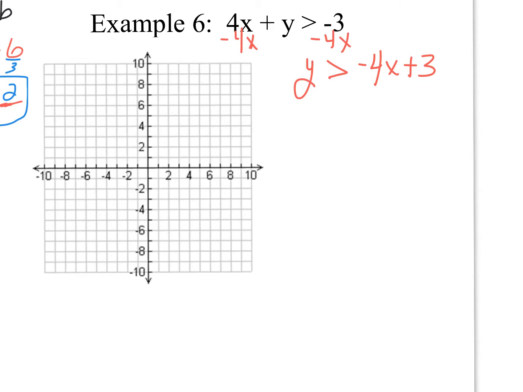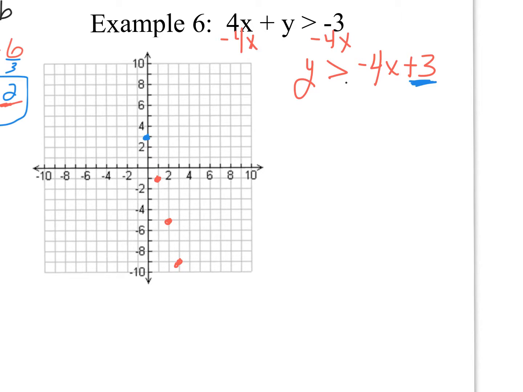Now that I'm in Y-intercept form, I'm going to start graphing this thing. Start with my Y-intercept, positive 3. Now my slope is negative 4, or negative 4 to 1. So down 4, 1, 2, 3, 4 over 1 is right there. Down 4, over 1 is right here, and again, right here.